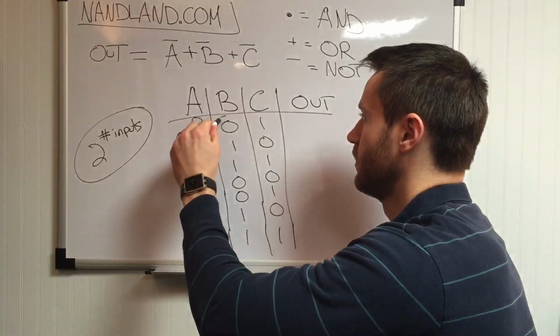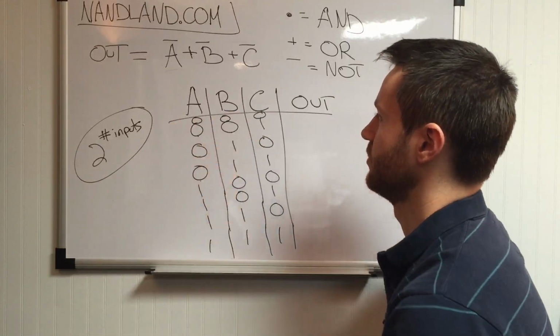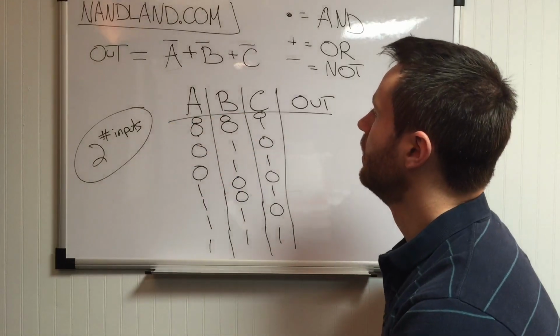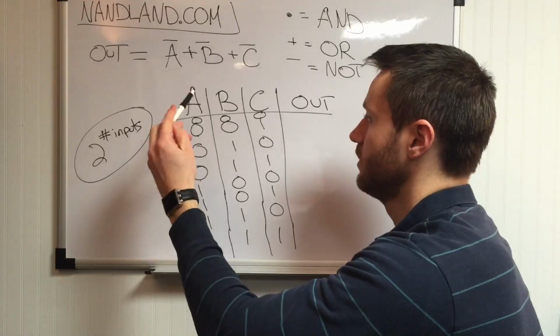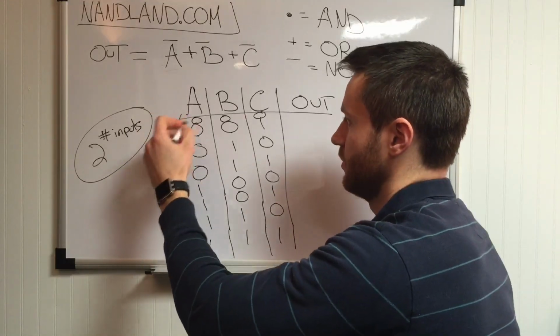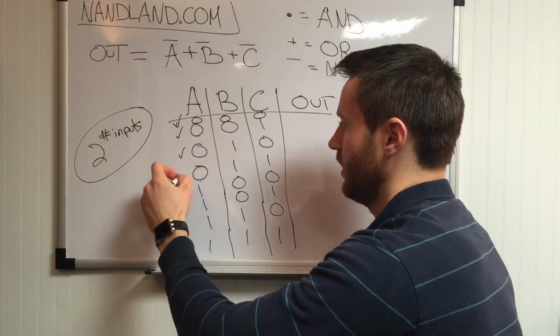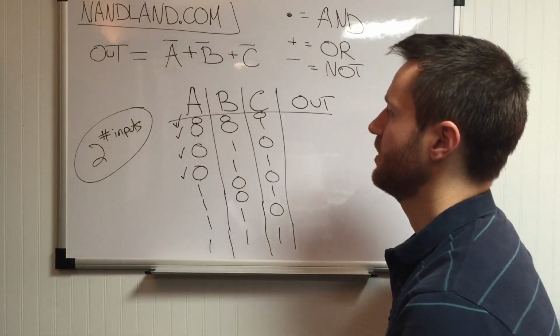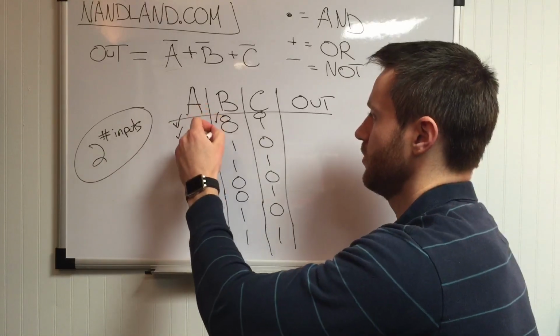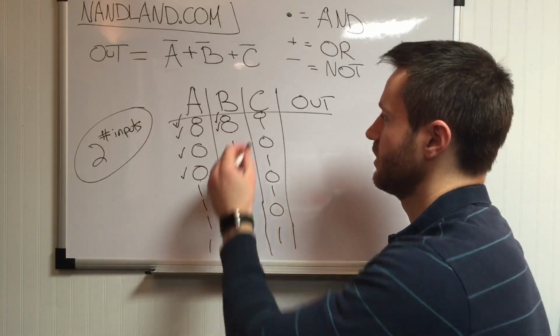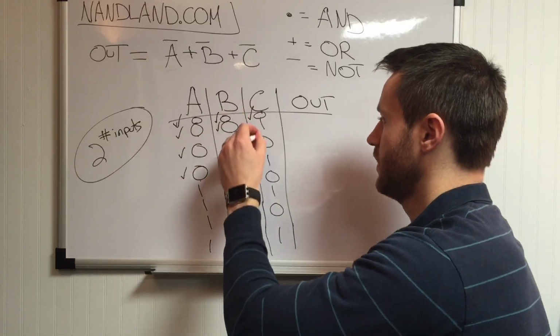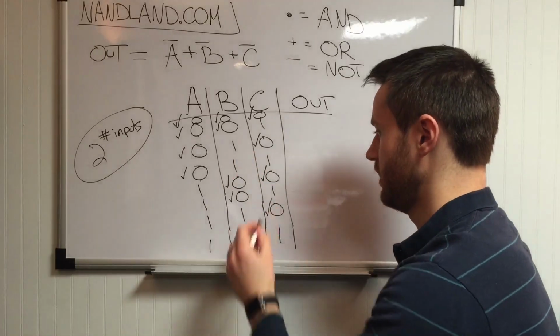0, 0, 0. That's a possible input combination as well. So not A. This is a possibility for not A. This is not A. This is not A. This is not A. Where does not B occur? Not B occurs here. Not B occurs here, here, and here. Where does not C occur? Not C occurs here, here, here, and here.